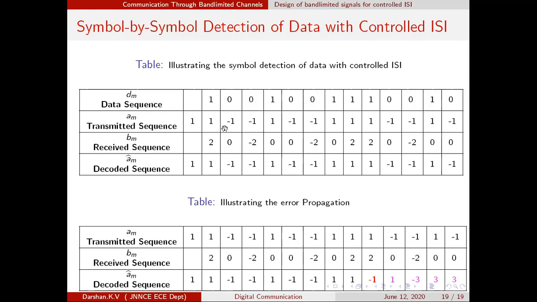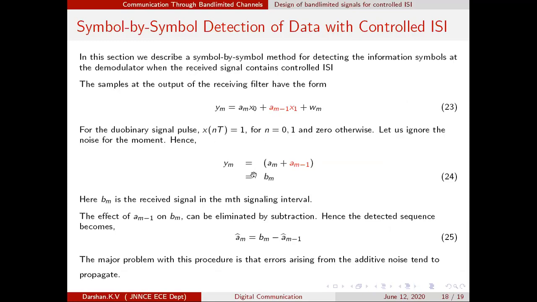Then you received the signals. The received signal is given by ym, or you can also treat it as bm. Along with the transmitted symbol, you have the effect of the previous symbol. The current symbol plus the previous symbol is what you are receiving. You are not receiving only the current symbol.